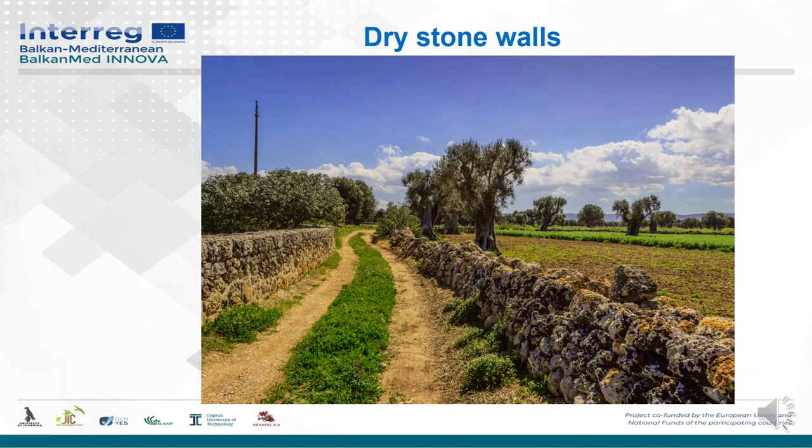Stone walls. There is another infrastructure which is helping the biodiversity, can serve as a refuge for the beneficial insects, and can protect the soil from erosion and from floods. So there are multiple benefits from dry stone walls. These walls we find usually, especially in the Mediterranean countries like Italy, Albania, Greece.